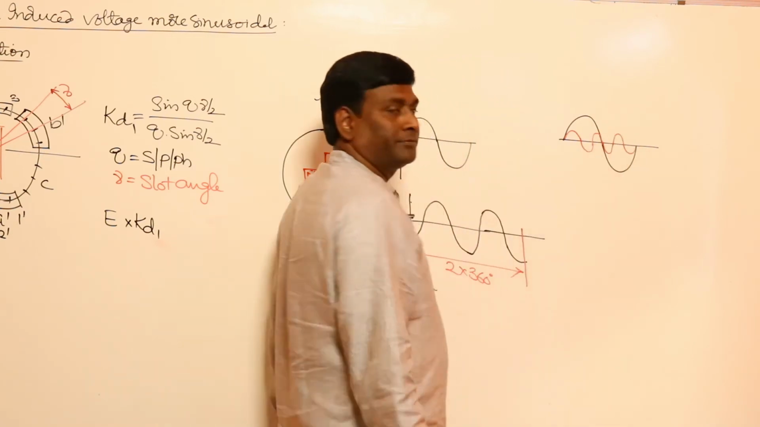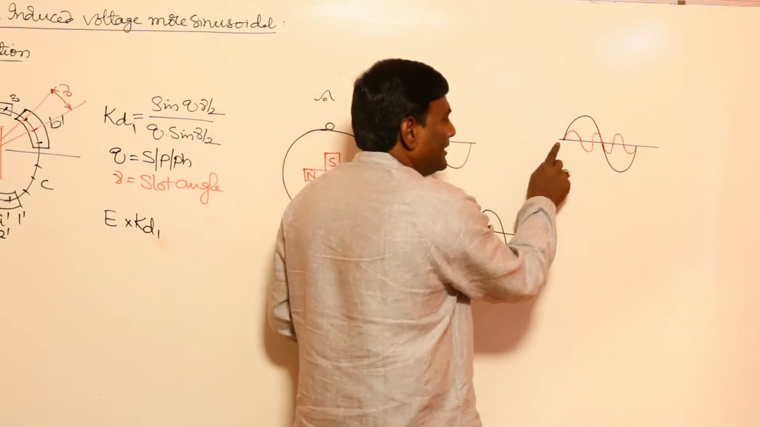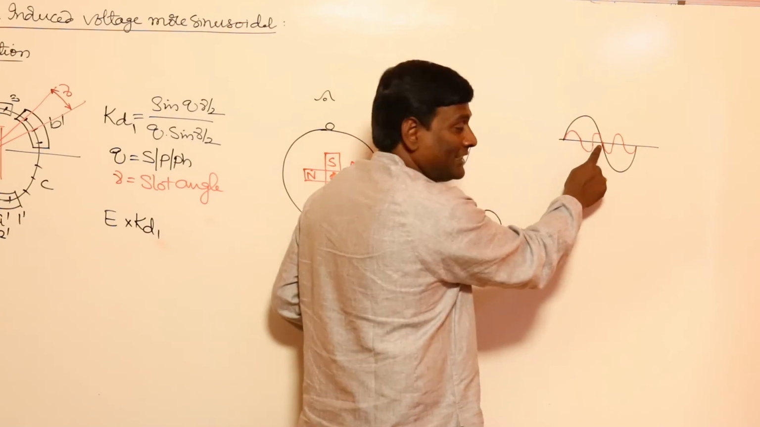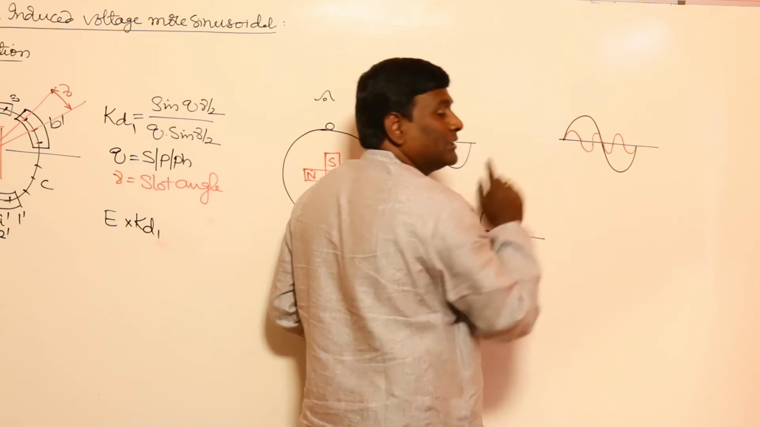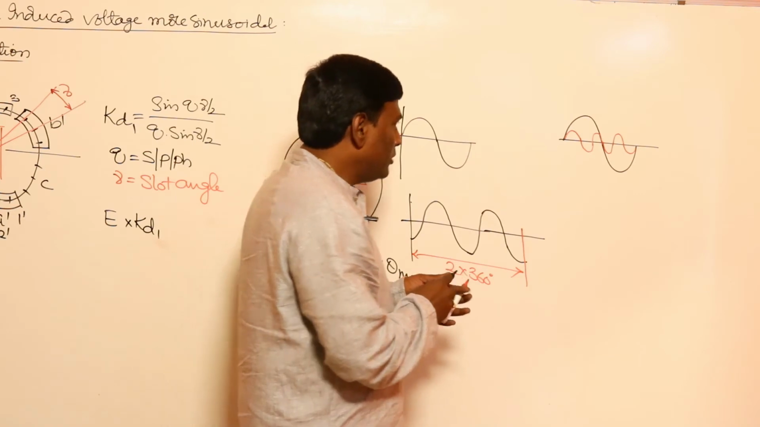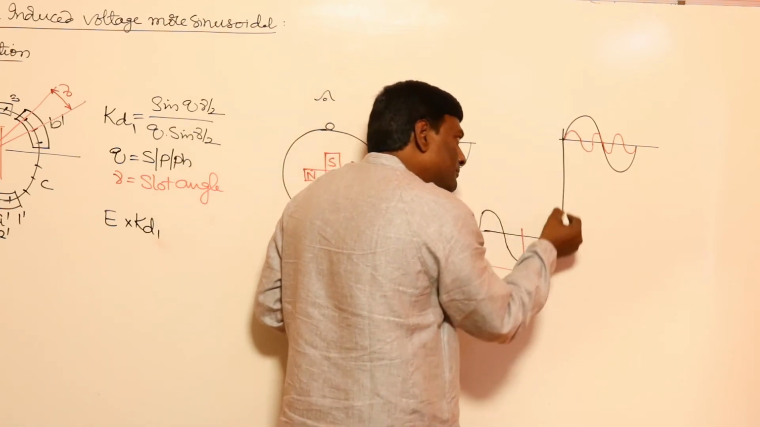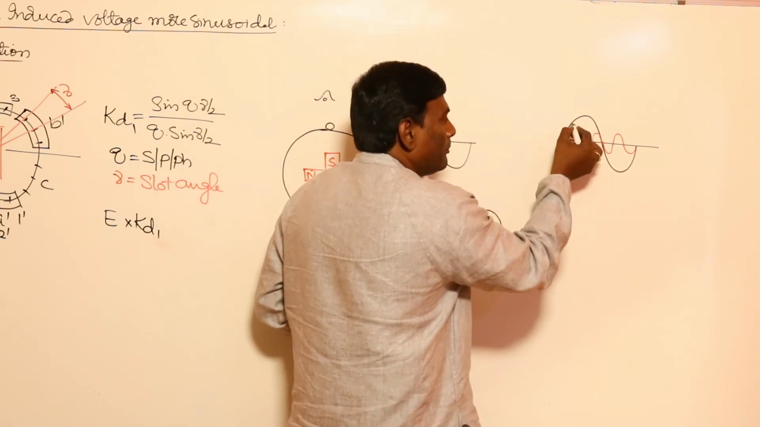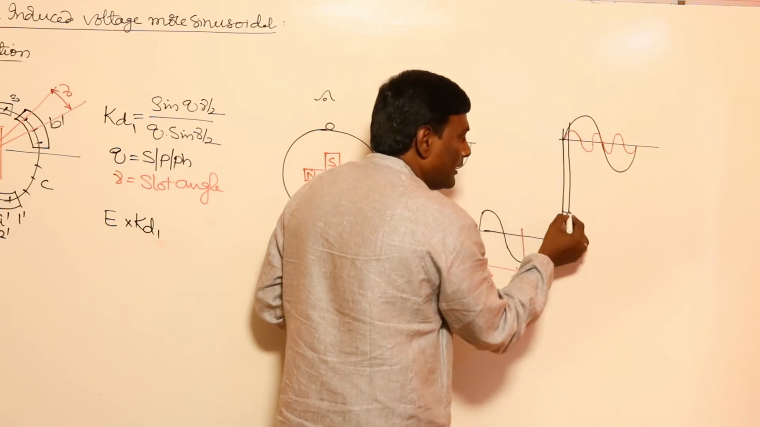For example, the third harmonic. If the fundamental is rotated by 180 degrees, the third harmonic will be 3 times 180 degrees. Now let me start from here and let me go by slot angle gamma.